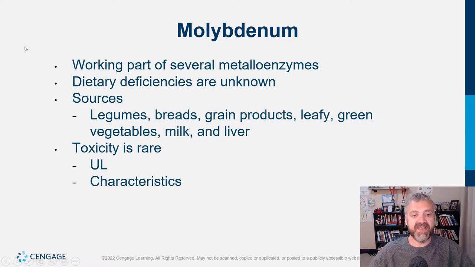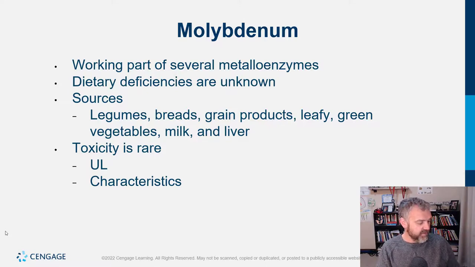Molybdenum, I like saying this one, but not a whole lot to say about it. It is important in a class of enzymes called metalloenzymes. Dietary deficiencies are unknown, so we need it, but it's pretty easy to find and we don't need tons of it. Legumes, breads, grain products, leafy green vegetables, milk, and liver, and then toxicity is rare.